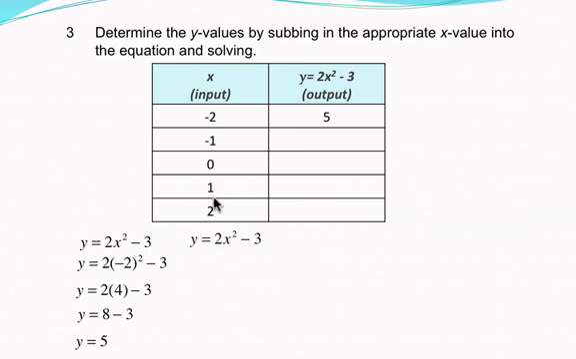All right, so sub in again. Now we're going to replace x with -1 in brackets. And it's very important you put the brackets around it. So now, again, we have an exponent that we have to deal with first. -1 squared means -1 times -1, which is +1. Next, we have to do the multiplication. So 2 times 1 is 2. Now we have 2 take away 3, and 2 take away 3 is -1.